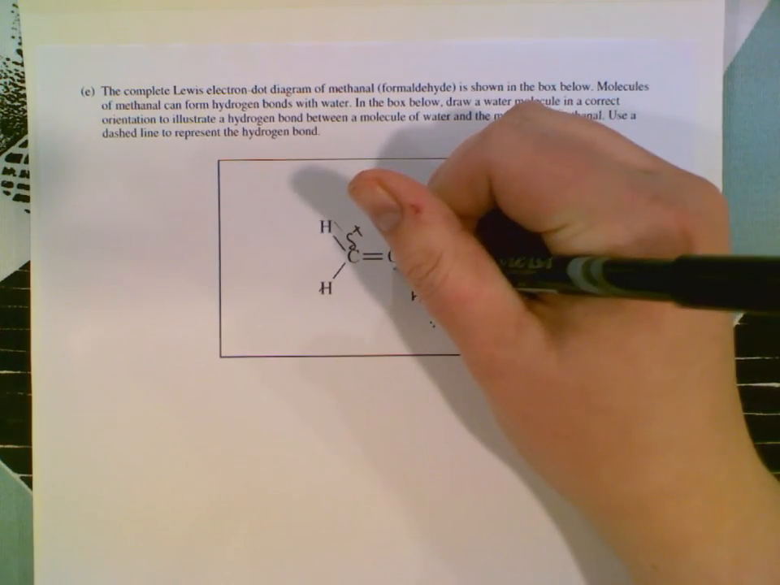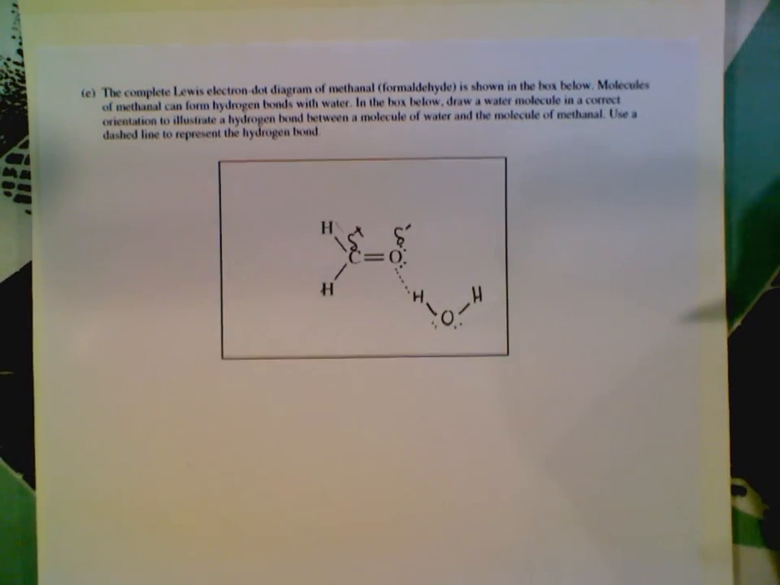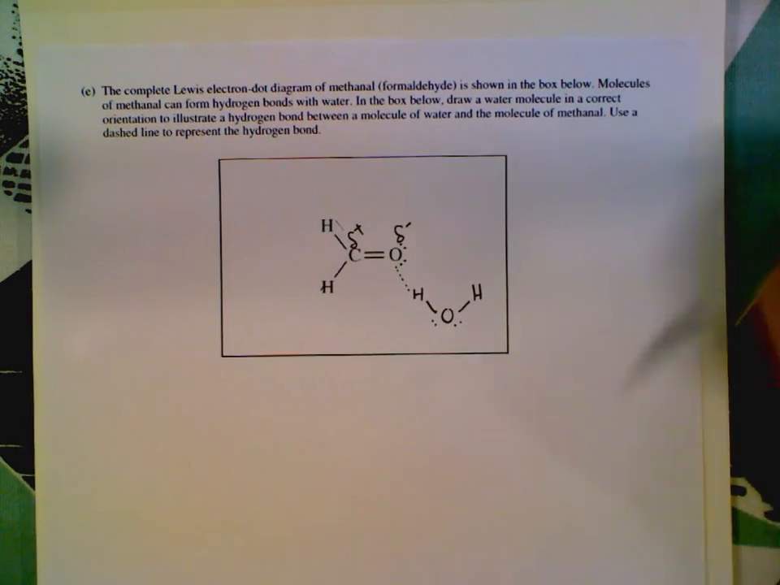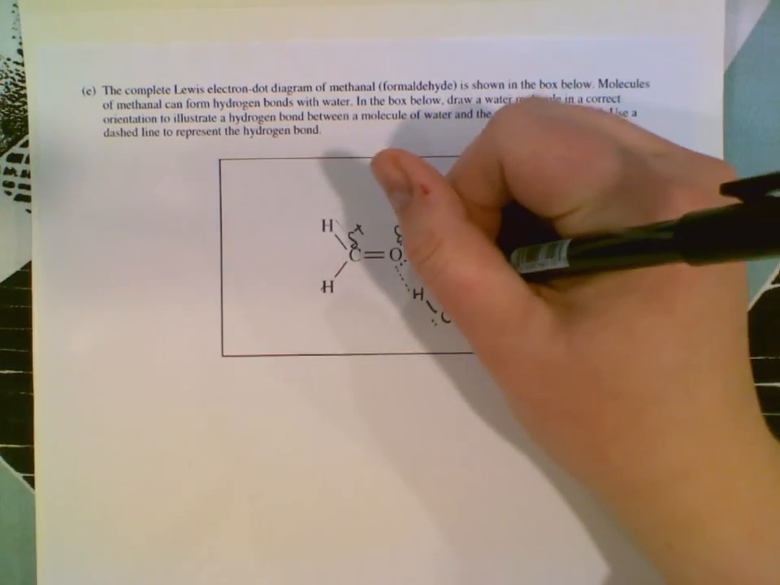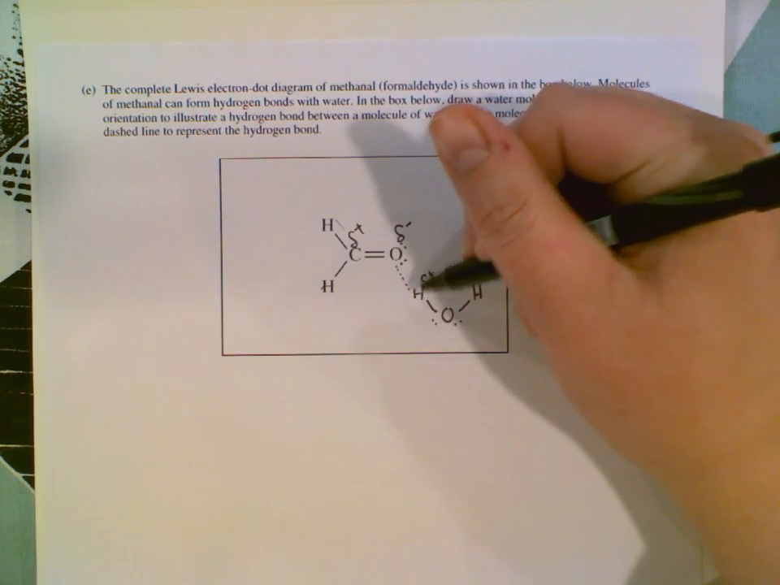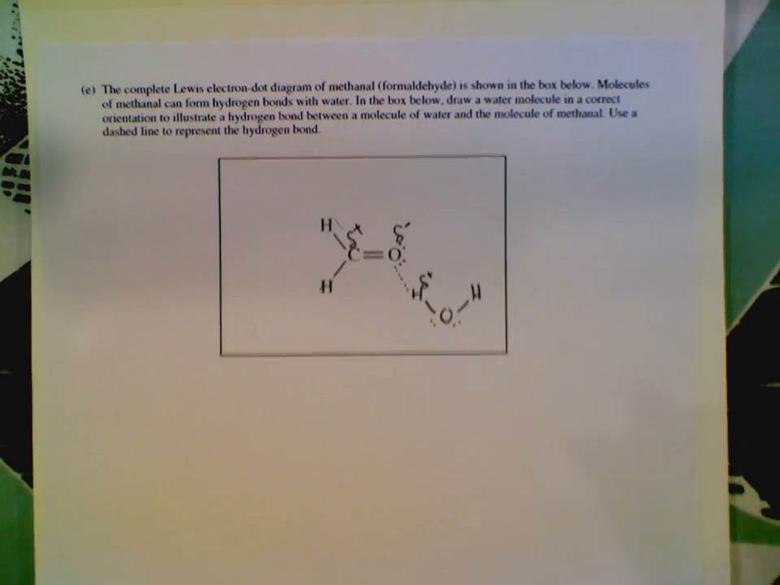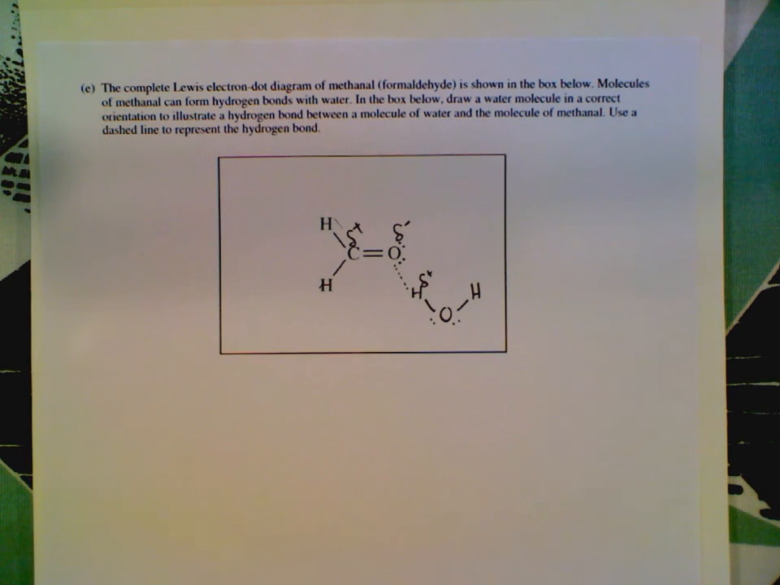Remember that you draw it with dotted lines attracting the partial negative of the oxygen to the partial positive of the hydrogen. You do not want to draw an actual physical line because a physical line represents a full bond instead of an actual hydrogen bond. So hopefully this clears some stuff up. If you have any questions, let me know.